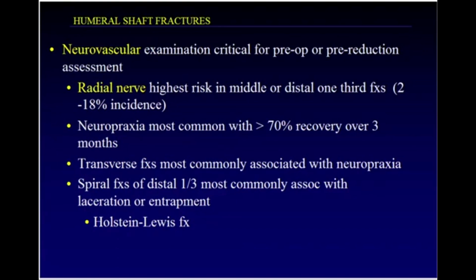If you have a transverse fracture, those are the ones that are most commonly associated with neuropraxia, and you really have to be aware of the Holstein-Lewis fracture, which is a spiral fracture of the distal 1/3 of the humeral shaft.